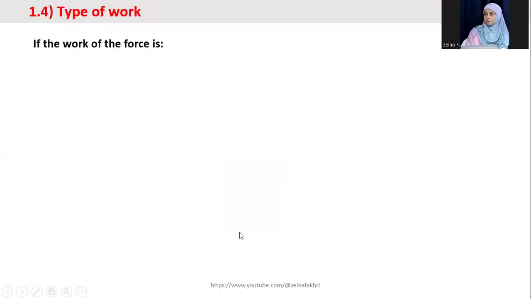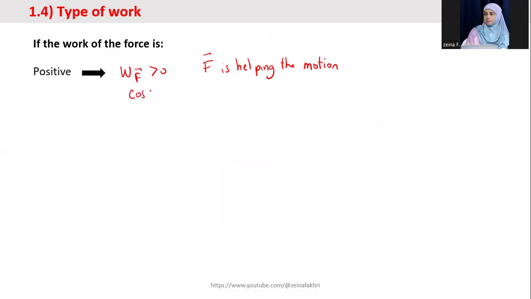If the work of the force that we calculated was positive, then we'll say that the force is helping the motion. This means it has the same direction as the motion. It's aiding the motion, and in this case the cosine of the angle will be positive. In this case, we call the work a motive work.